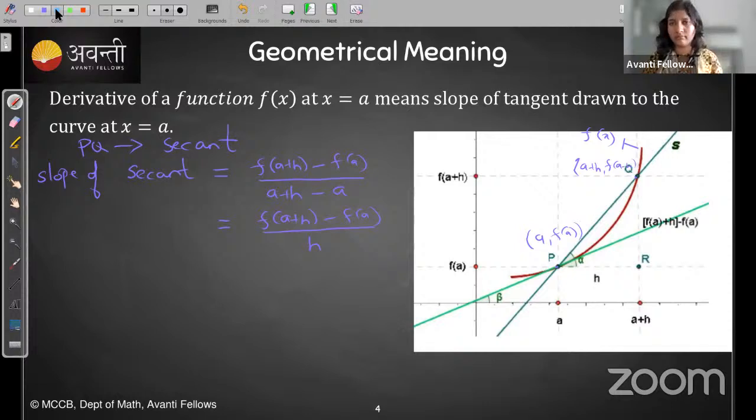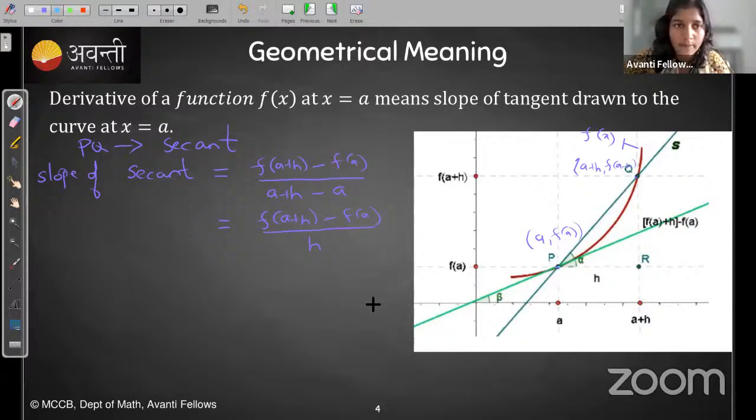But what is our goal? What do we have to find here? Tell me, what are you actually finding? You are finding the slope of the tangent at a given point. Here that point is P. We are finding the slope of the tangent at point P.